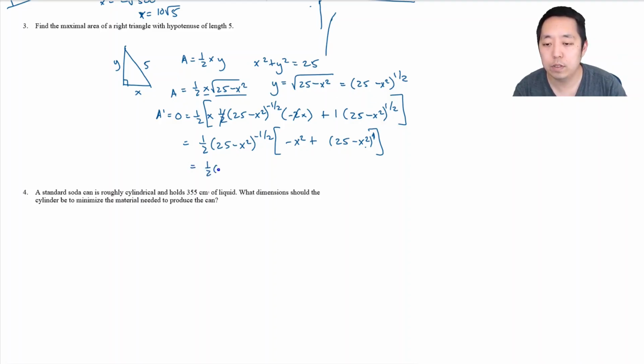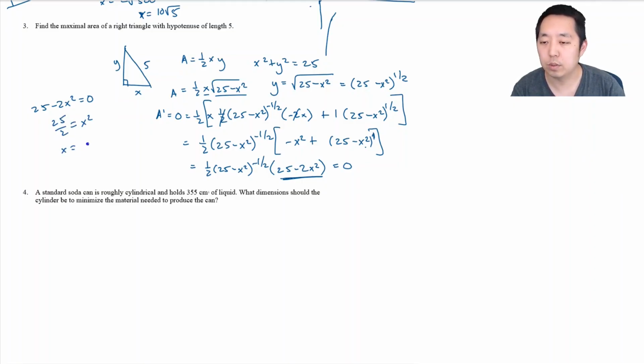So this is 1/2 25 minus x squared to the negative 1/2 times 25 minus 2x squared, because I got an x squared and another x squared subtracting. That has to equal 0. This is going to go in the denominator, so for this to equal 0, all that matters is this part. So 25 minus 2x squared is going to equal 0, and so 25 over 2 is equal to x squared, and so x is equal to plus or minus, we'll just make it plus, we use positive sides, root 25 over 2, and that's 5 over root 2, which is 5 root 2 over 2.